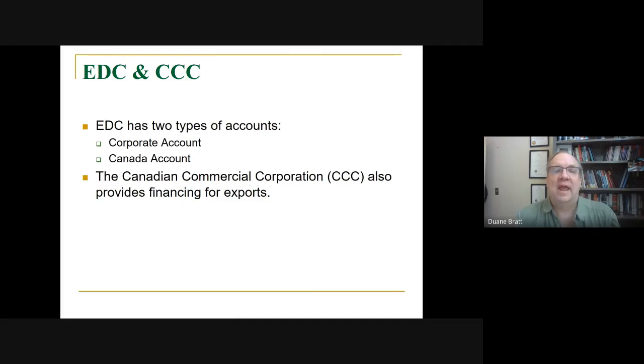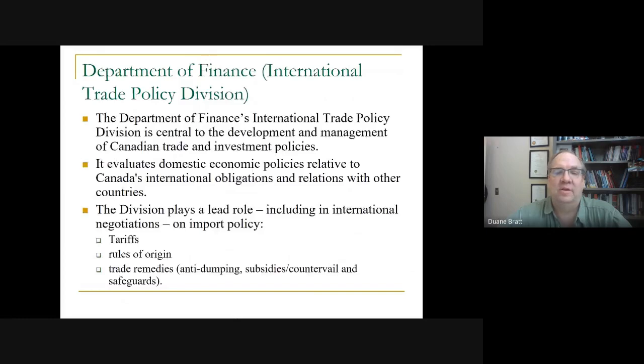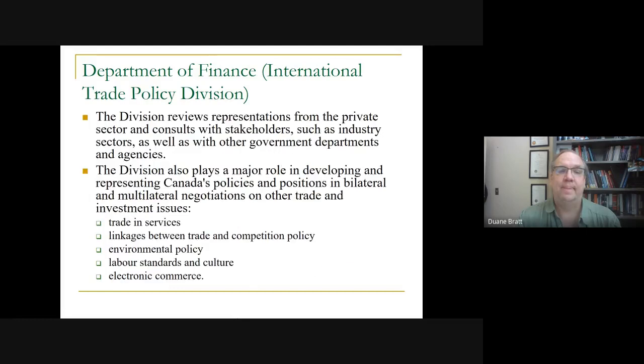The Department of Finance has an international trade policy division, and it brings Canada's domestic policies into line with the various international treaties that we have signed. So it rules on tariffs, it rules on rules of origin, it deals with trade remedies, and the like. This isn't just with products, it also looks at trade and services, competition policy, labor standards, e-commerce.